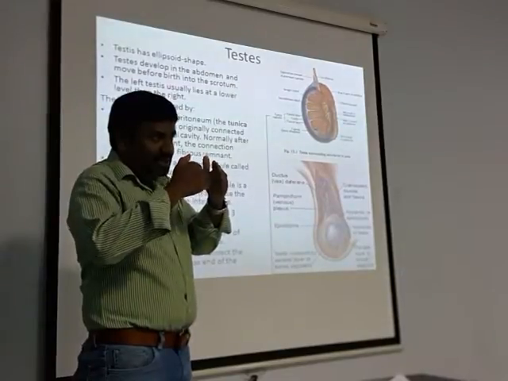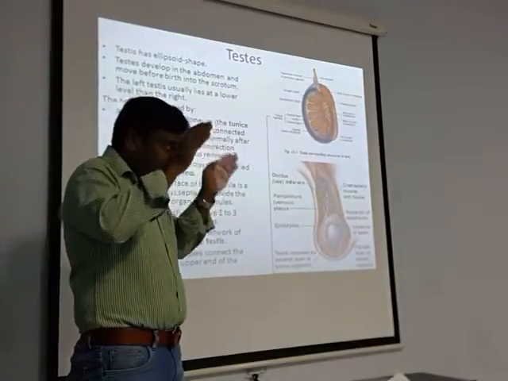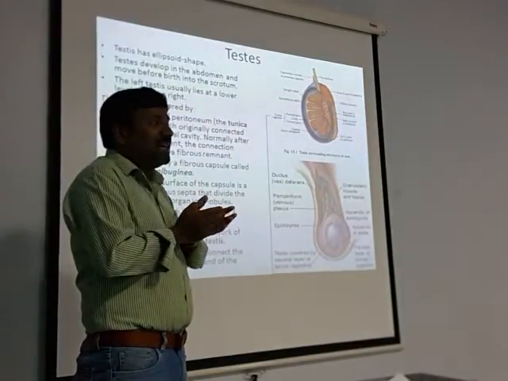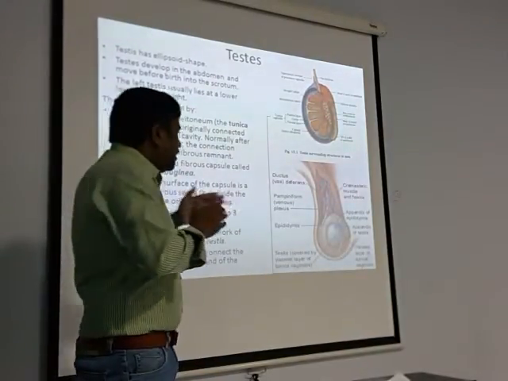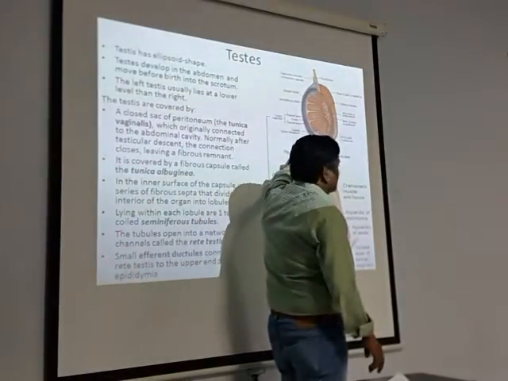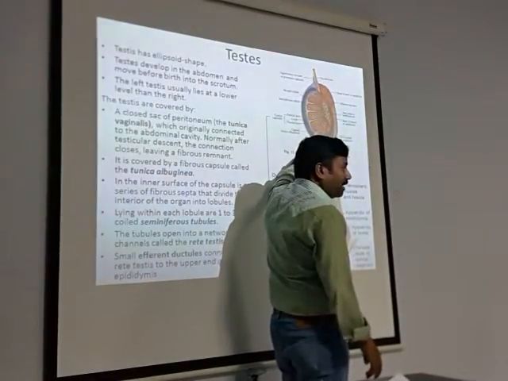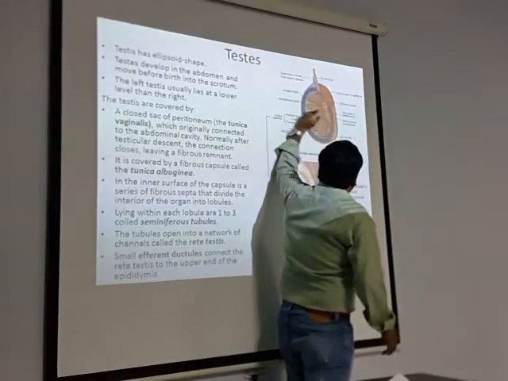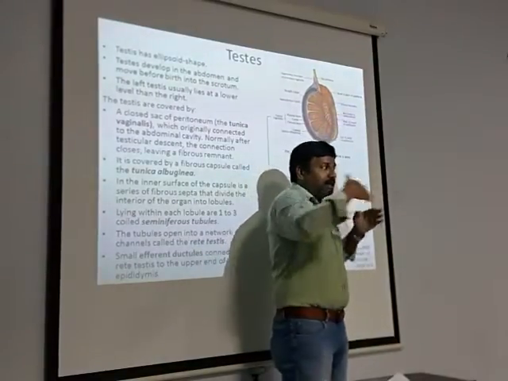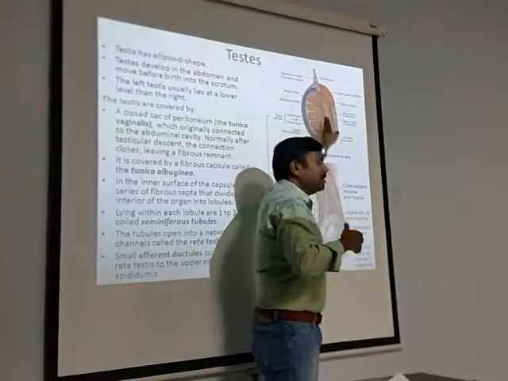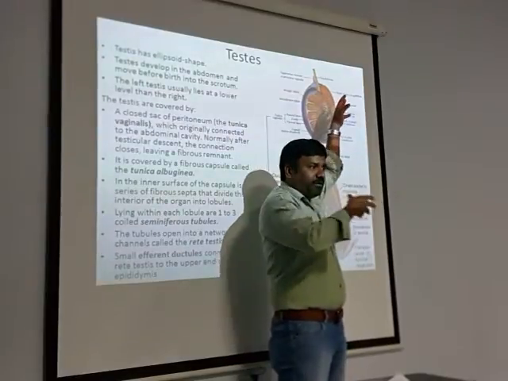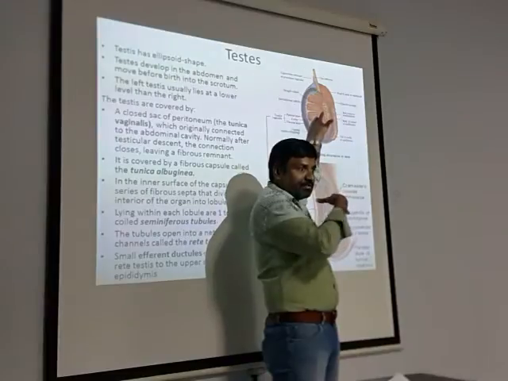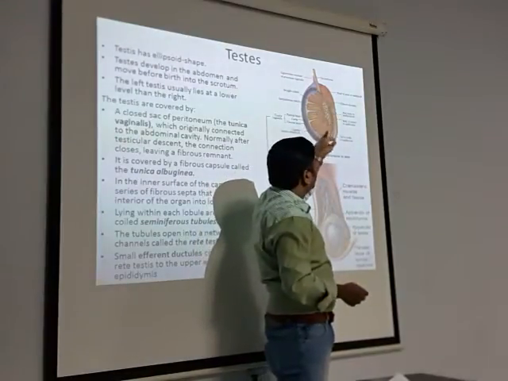And inner to the tunica vaginalis, you have a fibrous layer that is called tunica albuginea, the blue one. Are you following? You will learn it again in your histology. From this tunica albuginea, there will be septa extending into the core, the parenchyma of the testis, dividing the testis into lobules.